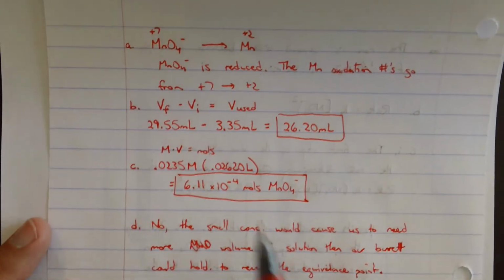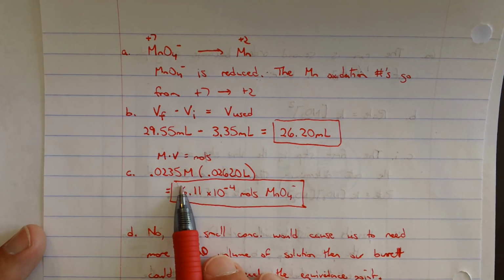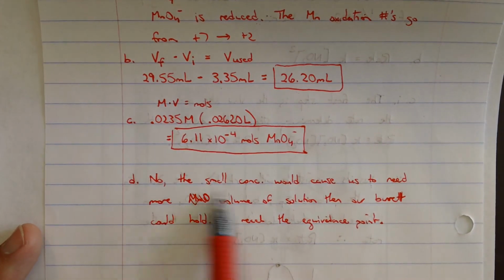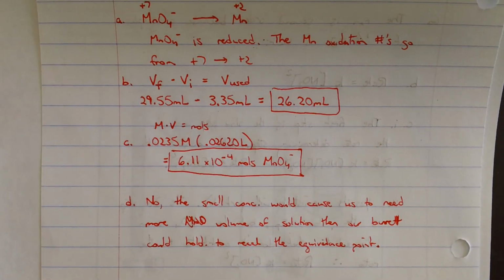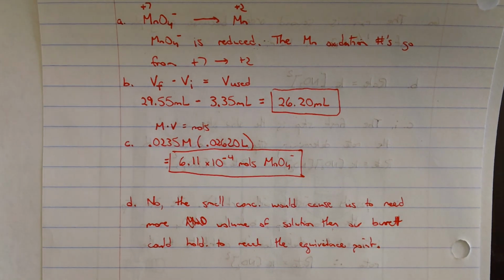That's our fourth point. So a point for the oxidation numbers, a point for the volume with the right number of sig figs, a point for multiplying molarity times that volume, and then knowing why too small a concentration doesn't work. That's it. That's 2019. Have a good day.